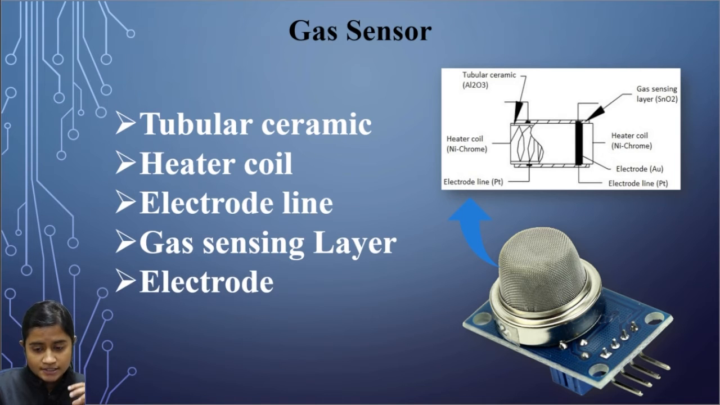Electrode. This is the junction where the output of the sensing layer is connected to the electrode line, so the output current can flow to the required terminal. The electrode here is made up of gold, which is a very good conductor.